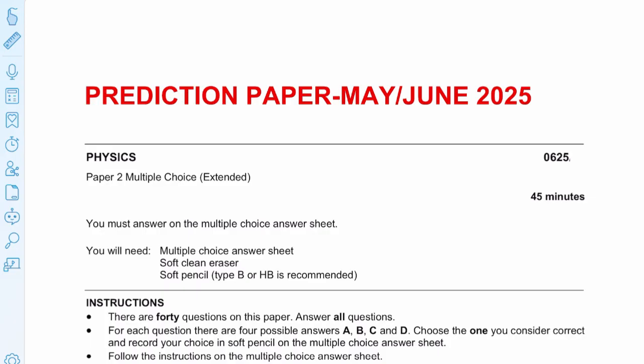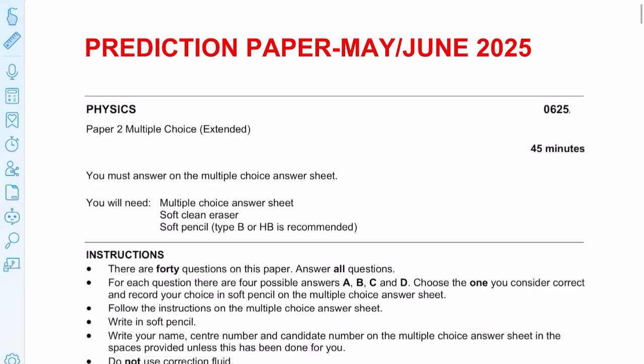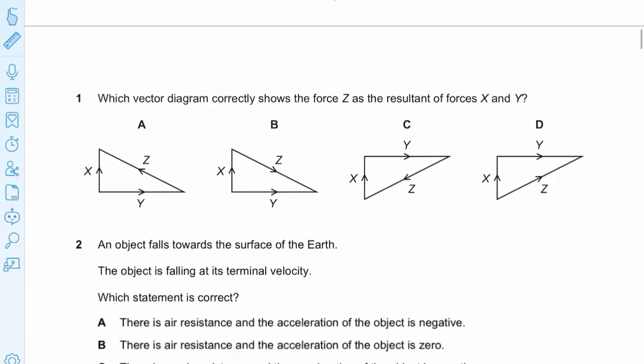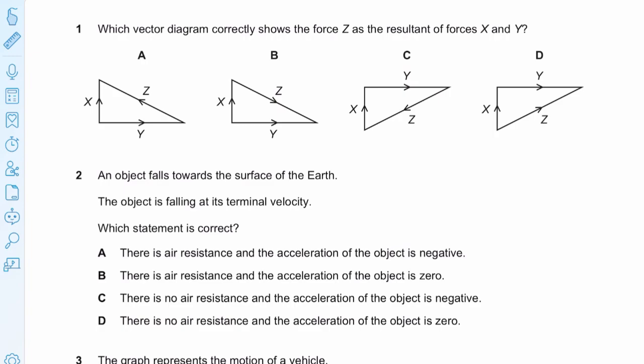So today I'm going to discuss the prediction paper, multiple choice questions. Okay, let's start. The first question is: which vector diagram correctly shows the force z as a resultant of forces x and y.